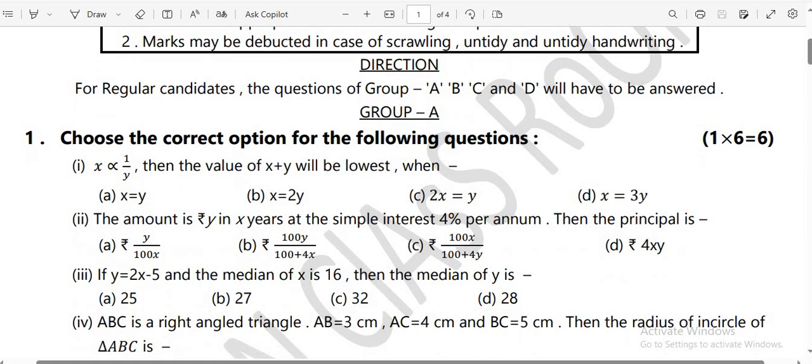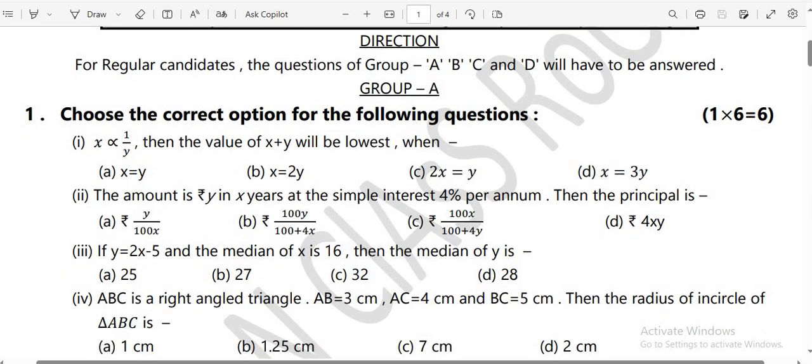Now we will see the group A questions. 1. Choose the correct option for the following questions. 1 into 6 is equal to 6. Each question marks 1.